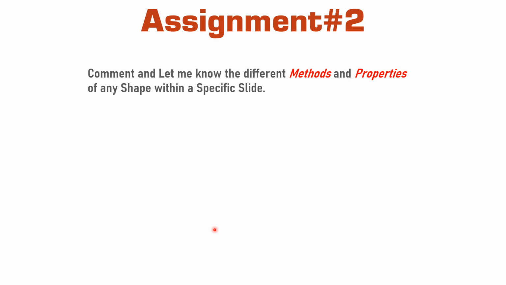So finally, it's time for assignment number 2. Please don't mind, these assignments will give some picture about the viewers' understanding and will help me to fine-tune my next tutorials. So here is the assignment. Please comment and let me know different methods and properties of any shape within a specific slide. Shape means the rectangle, triangle, circle shapes that we add into our slides. So please let me know methods and properties available for any shape within a slide.